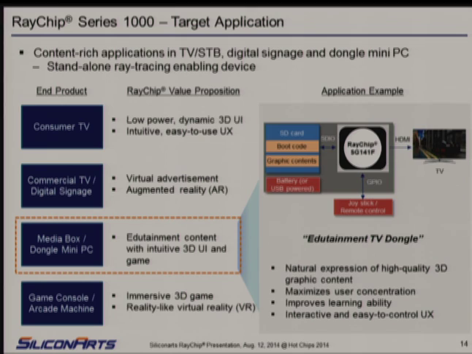Here are some examples of RayChip's primary target applications: TVs, set-top boxes, digital signage, media boxes, and game consoles. By leveraging the benefits of ray tracing technology, we expect to add value by enhancing the graphic quality of 3D applications in both consumer and commercial segments.